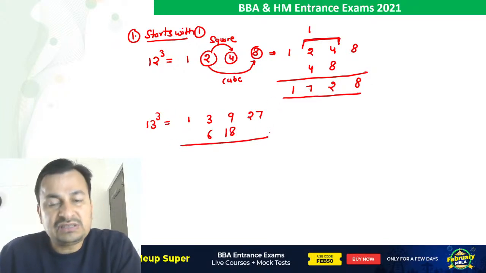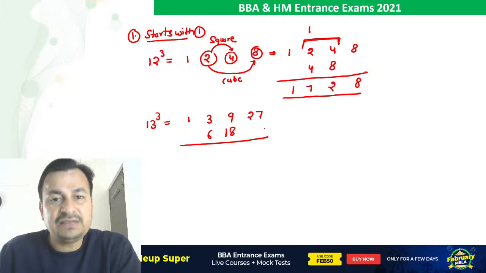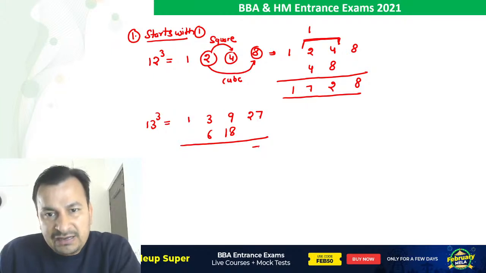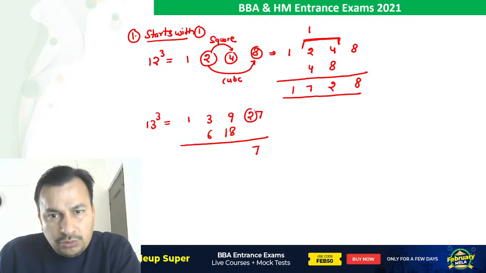What is the process to add these two numbers? Just watch it very carefully, my dear students. We will basically focus upon the unit digit. For example, 27, we will write 7, 2 as a carry.